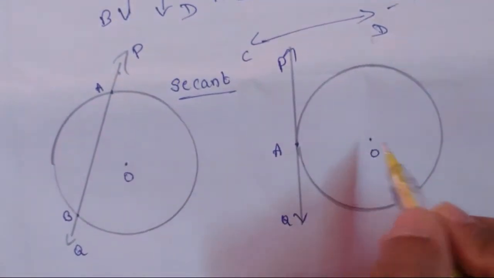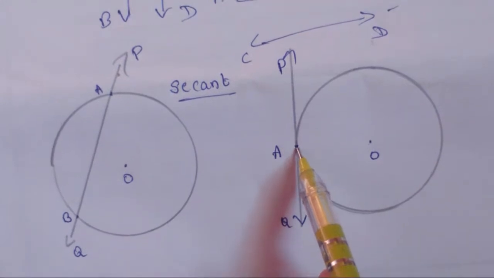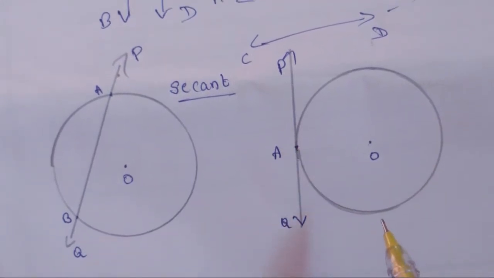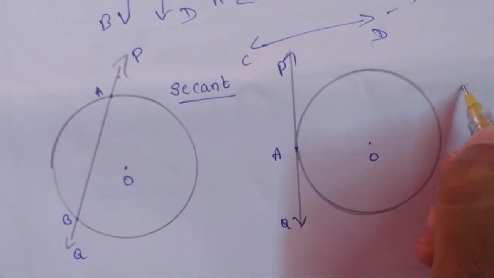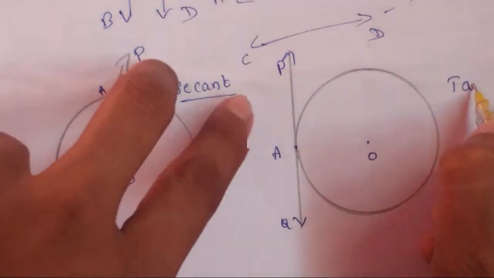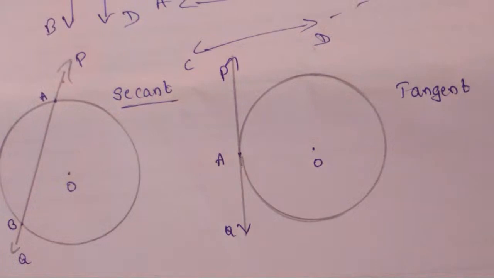Okay, this is the center of the circle. Line PQ passes through the circle at a single point, that is A, where O is the center of the circle. So this line here, line PQ, is called a tangent of the circle.